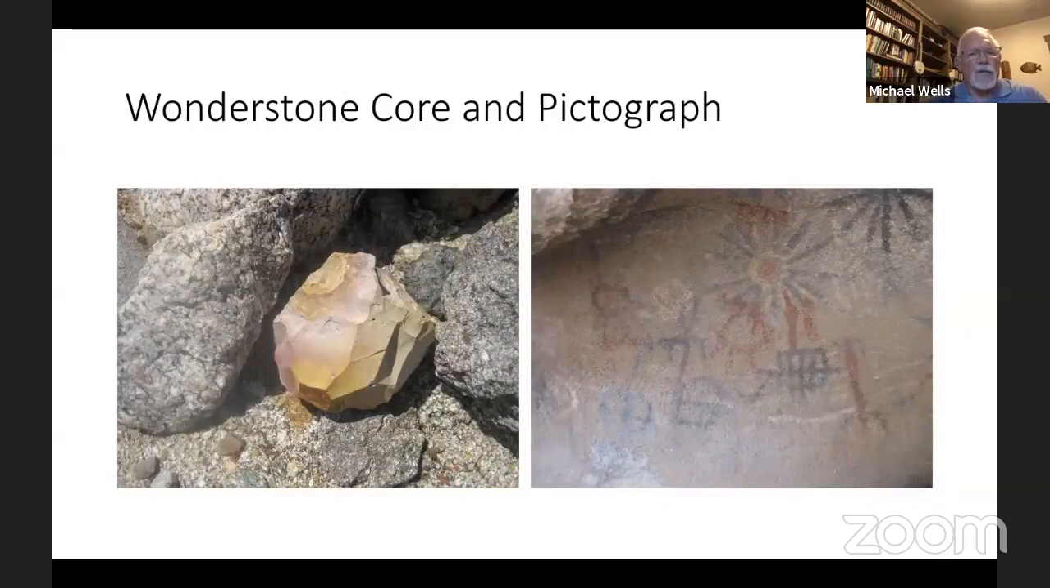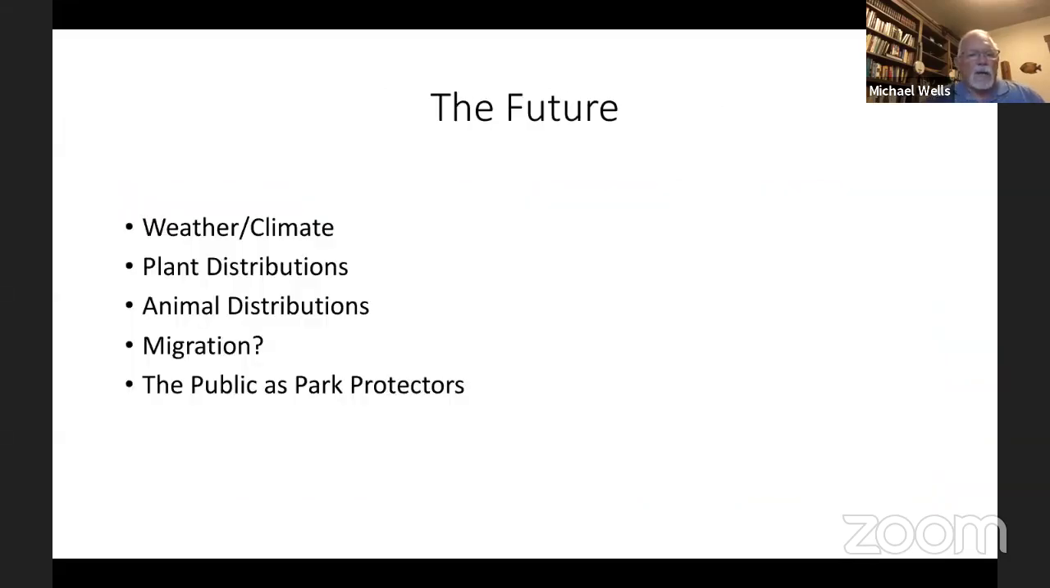And then some of the other things that you can see, this on the left is a core, or a rock that was used as a source for flakes. And then the flakes that were struck off the core would be used to make things like blades and scrapers and projectile points. And then on the right is, that's from the Cave of the Blue Sun at Indian Hill in Anza Borrego, and it's a pictograph. And these are from probably the more recent periods of Native American occupation. Okay, the future.